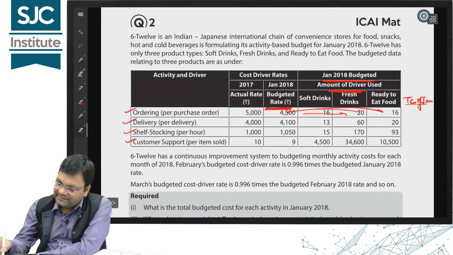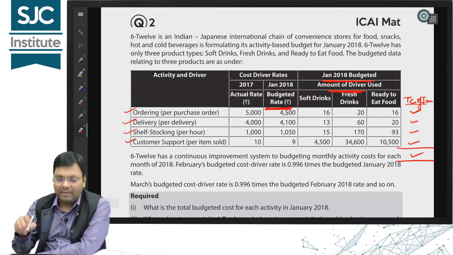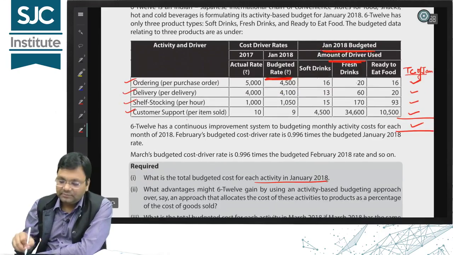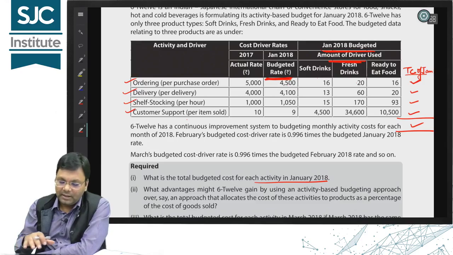So it is very easy. Just multiply this with 16, 20 and 16 and add it. So you will get total cost of January here, here, here, here, and then you can take the total. So that is the first part, budgeted cost for January. Very easy. You can do in calculator and check with the answer given over here.